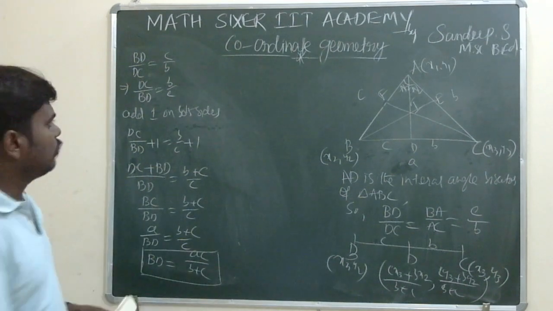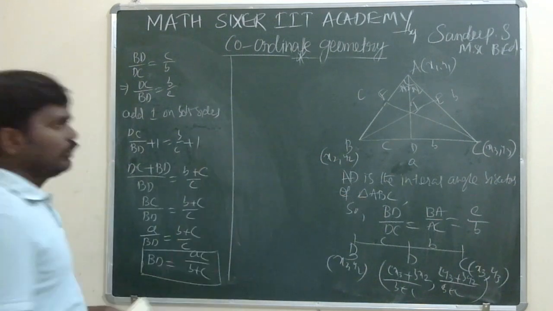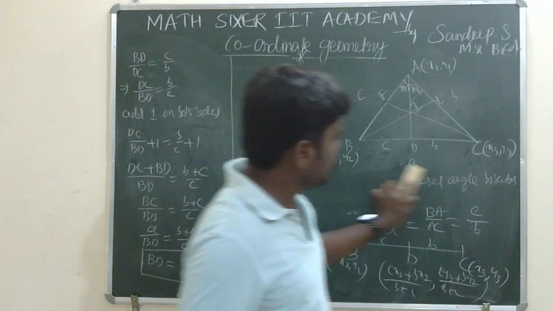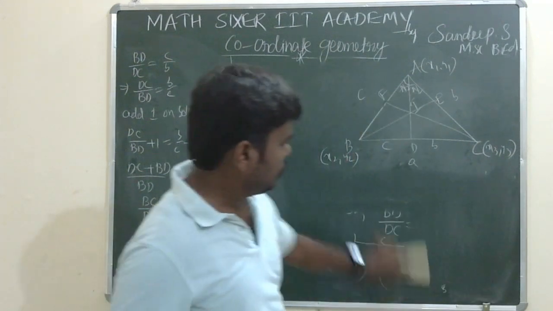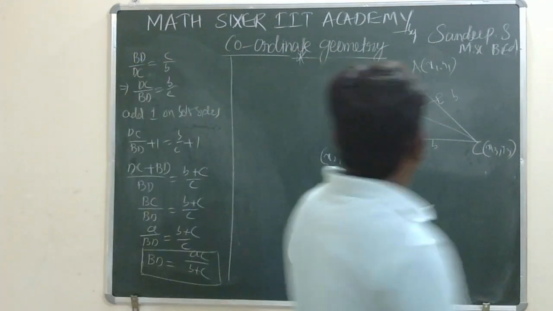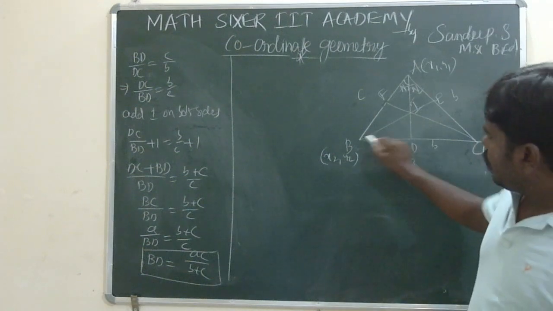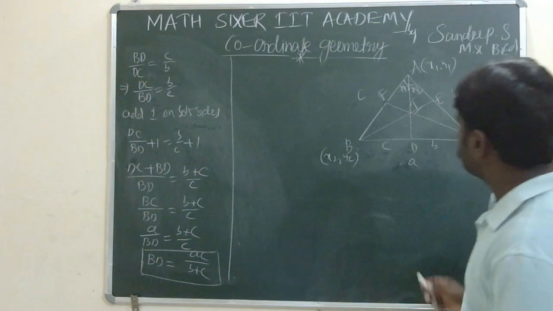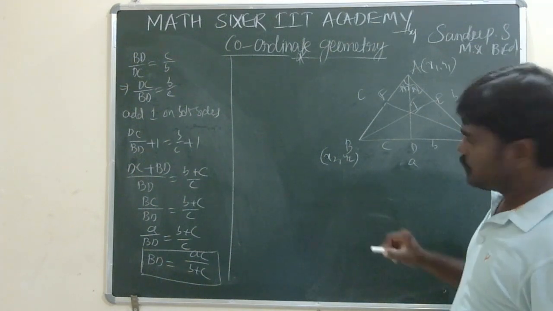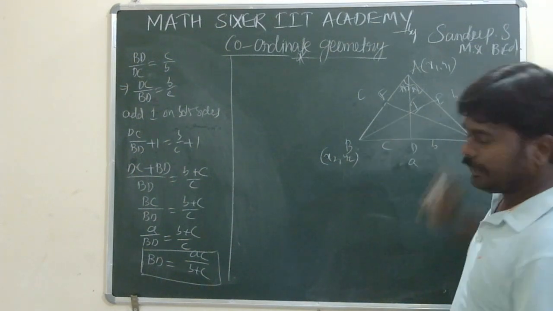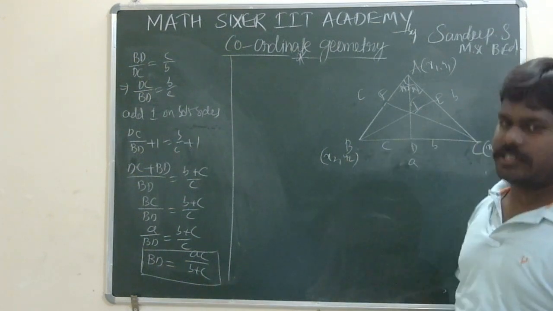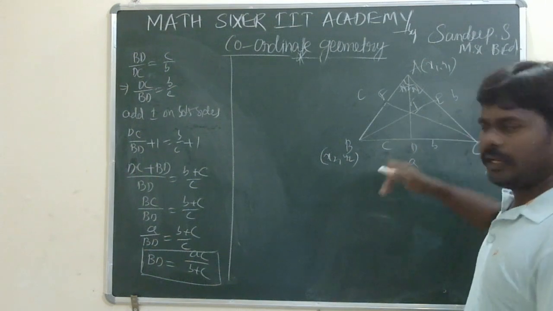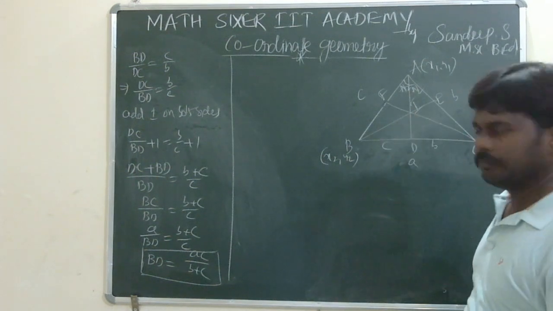Okay. So now what we know here, I am leaving this because I don't want this right now. Okay. So now BD value is given in terms of a, b, c. Okay, and here if you observe BE is the internal angle bisector of the angle B in the triangle ABC. So again we can apply the internal angle bisector theorem.